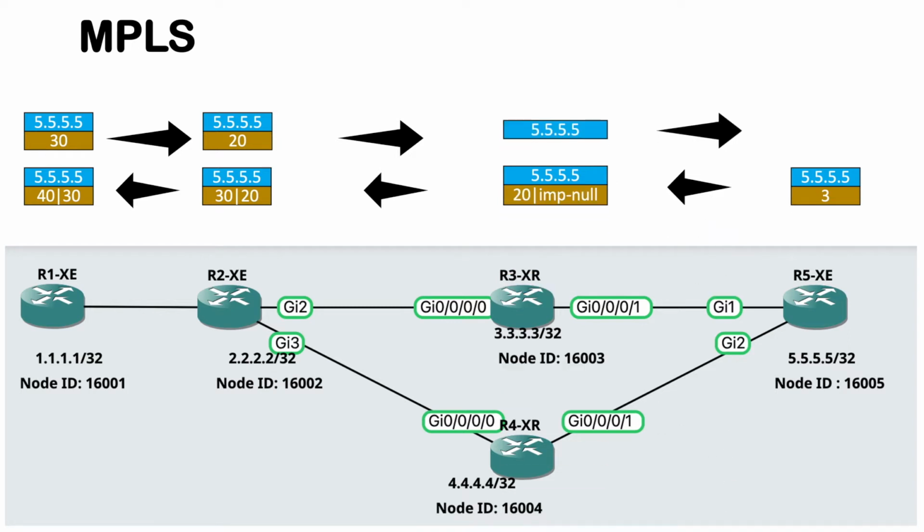So the packet would reach R3XR, but now R3XR knows that I have received an implicit null label from my neighbor, so I would not use any label. I'll pop the outer label and send the packet to R5XC. So when the packet reaches R5XC, it would not have any label value. So this is the overall forwarding method that we used to follow in the MPLS world. Now let's see what is happening basically in the segment routing world.